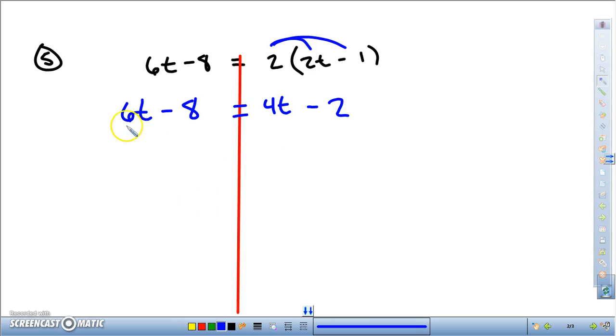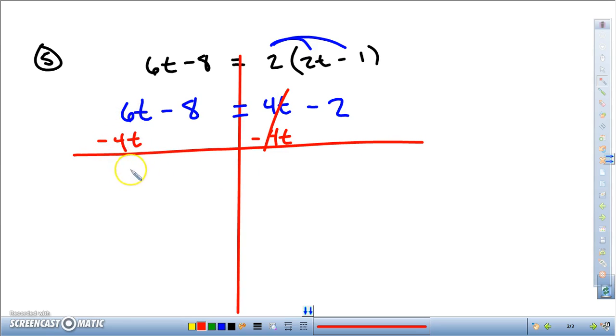And then I've got this variable and constant on the left, variable and constant on the right situation that I've seen fairly often. So pick one or the other here, the 6t or the 4t, to get rid of. I will get rid of the 4t by subtracting it. That goes away. 6 minus 4 gives me 2t. The -8 comes down, and the -2 comes down. Now I'm down to a two-step equation.